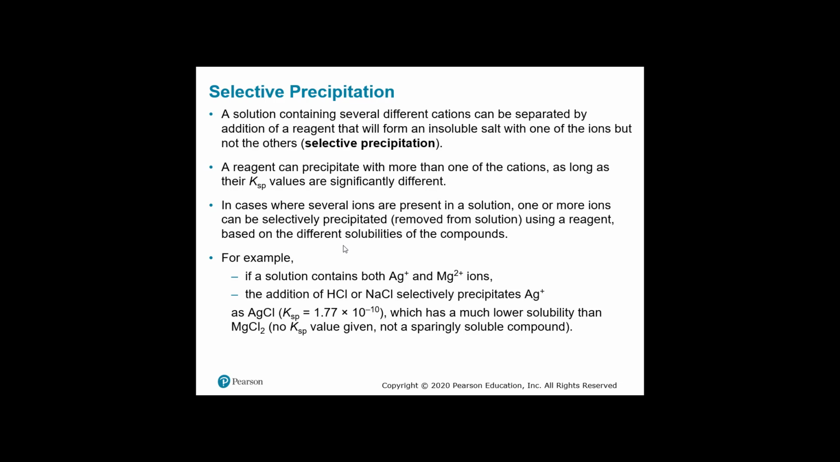In cases where several ions are present in the solution, 1 or more ions can be selectively precipitated out, meaning removing one but leaving the rest, using a reagent based on the different solubilities of the compounds. So we're going to look at this.